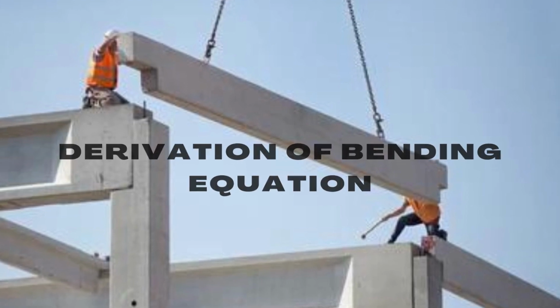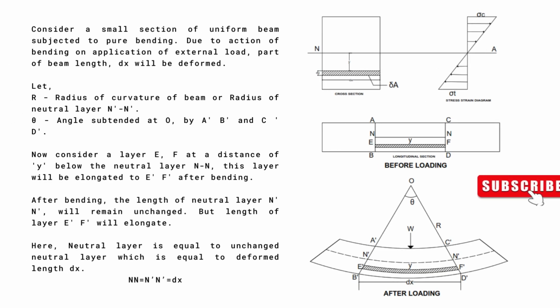Derivation of the bending equation. Consider a small section of a uniform beam subjected to pure bending. Due to the action of bending on application of external load, part of the beam of length dx will be deformed. Let R be the radius of curvature of the beam, or the radius of neutral layer N'. Let theta be the angle subtended at O by A'B' and C'D'. Now consider a layer EF at a distance of y below the neutral layer N. This layer will be elongated to E'F' after bending.